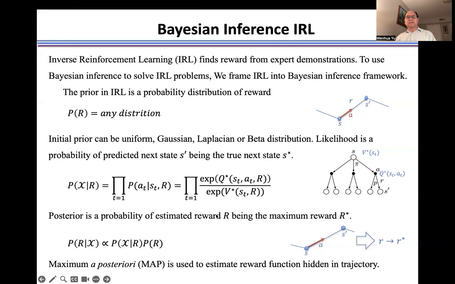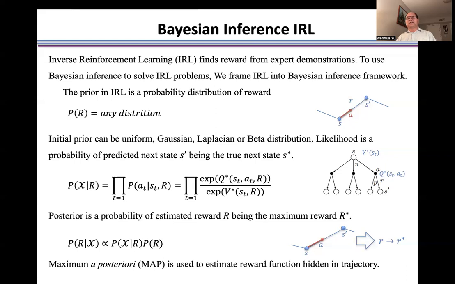Once we have the likelihood and the prior, then we can use a posterior to estimate the reward from the given trajectory. That means using this posterior to understand the expert behavior and extract the reward function from the demonstration. One of the most popular methods to estimate a reward function hidden in a trajectory is the maximum a posteriori.